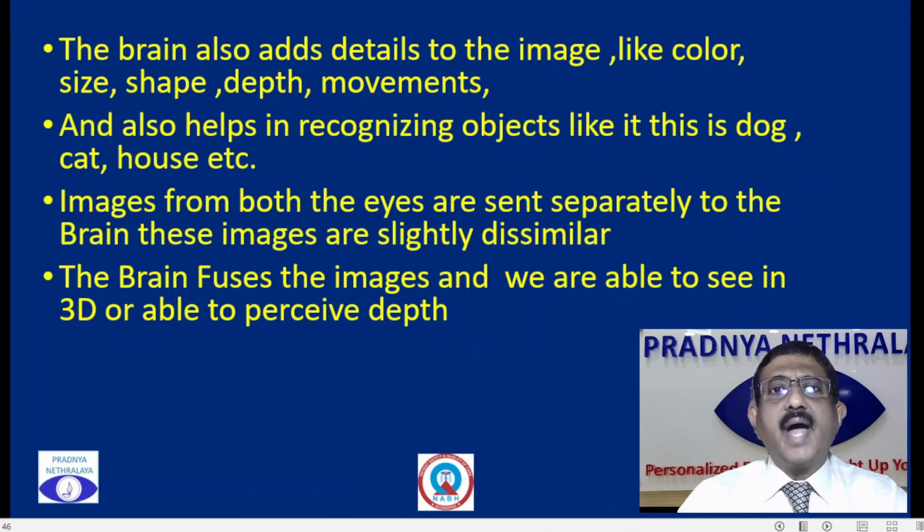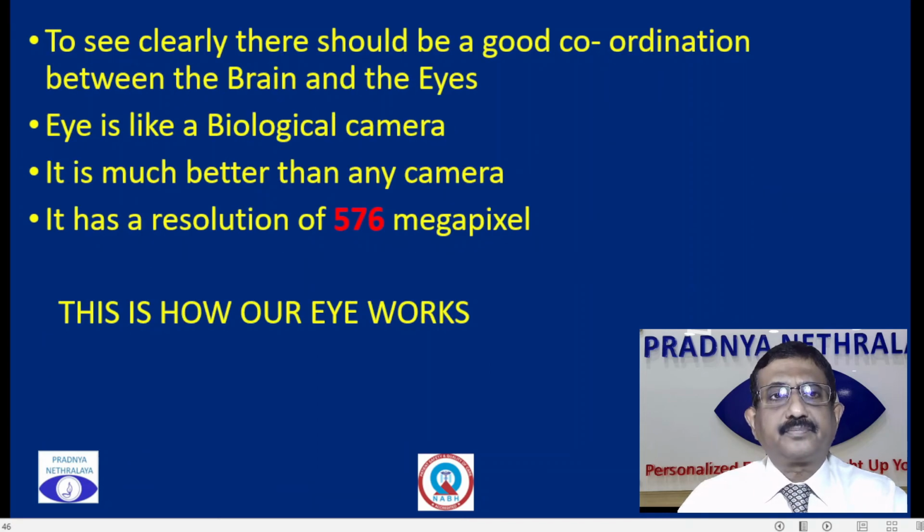The brain also adds details to the image like the color, size, shape, depth, and movements, and also helps in recognizing objects like this is a dog, a cat, a house. Images from both the eyes are sent separately to the brain. These images are slightly dissimilar. The brain fuses these images and we are able to see in 3D, or we are able to perceive depth. To see clearly, there should be a good coordination between the brain and the eye.